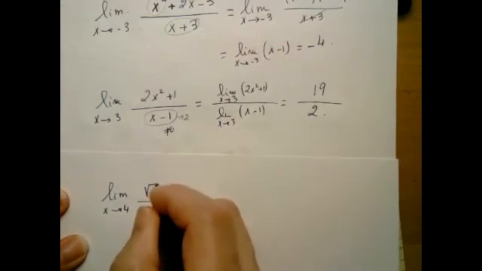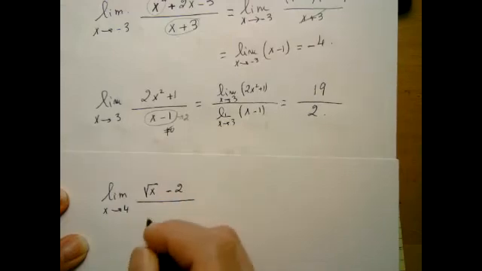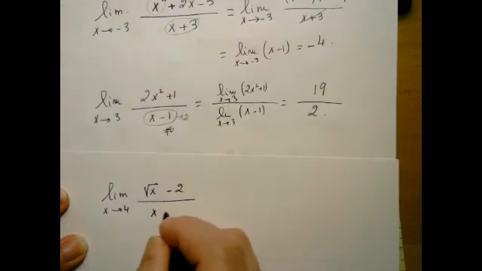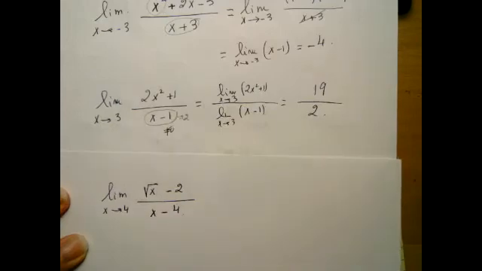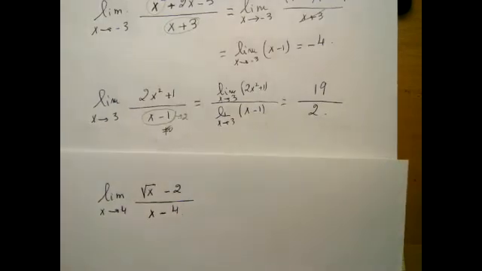The square root of x minus 2 over x minus 4. Okay, so it looks a bit harder, a little bit. And first, do we have a problem? Do we have an issue? What do you think? Do we have an issue?